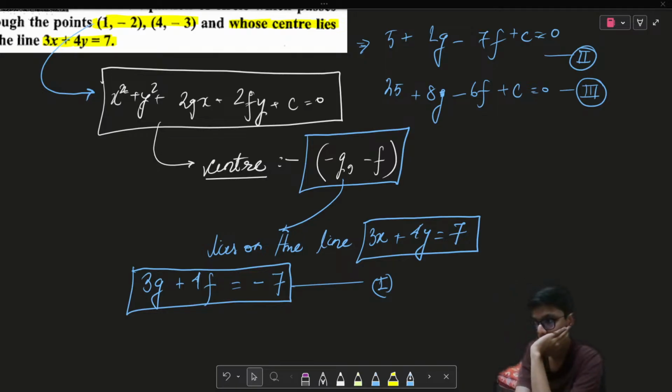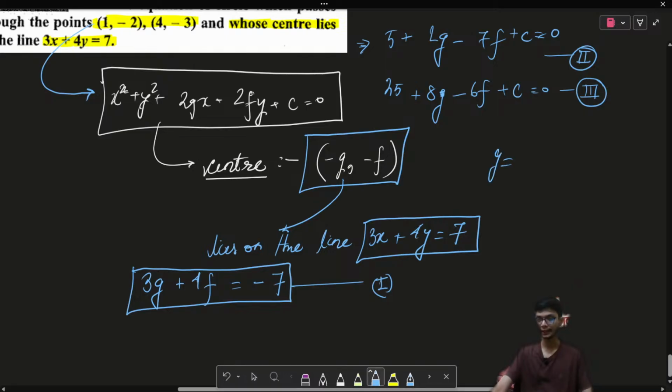Please try to solve this and tell me the answer. Okay, so if you solve this, you will get the values of g and f as follows. So maybe you can check.